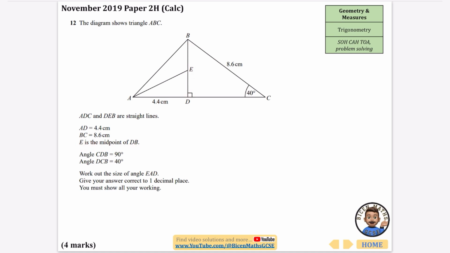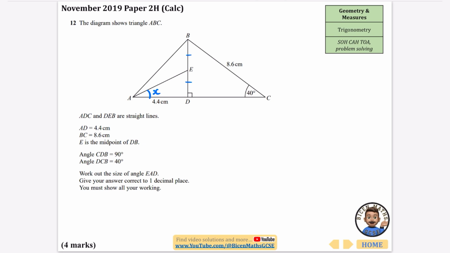So I'm going to just quickly mark on here, these two are the same as each other. It tells us this angle is 90 and this angle is 40. That's this last part. And the thing that we're going to try and find out is the size of angle EAD. EAD meaning this angle that we've got over here. So we're going to try and give our answer to 1 decimal place, and we're going to show all of our working.